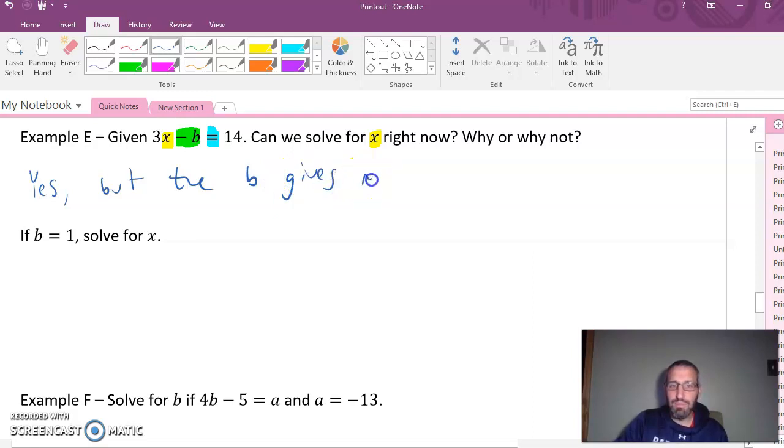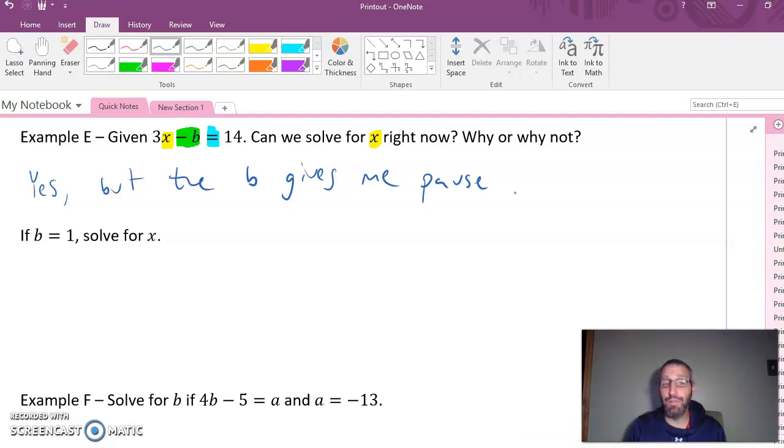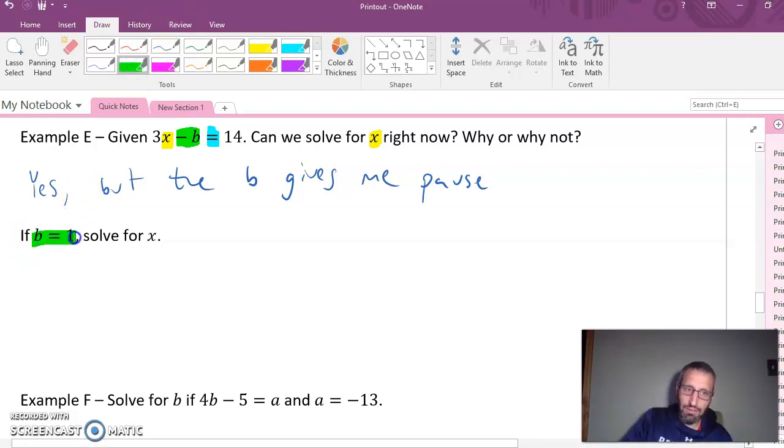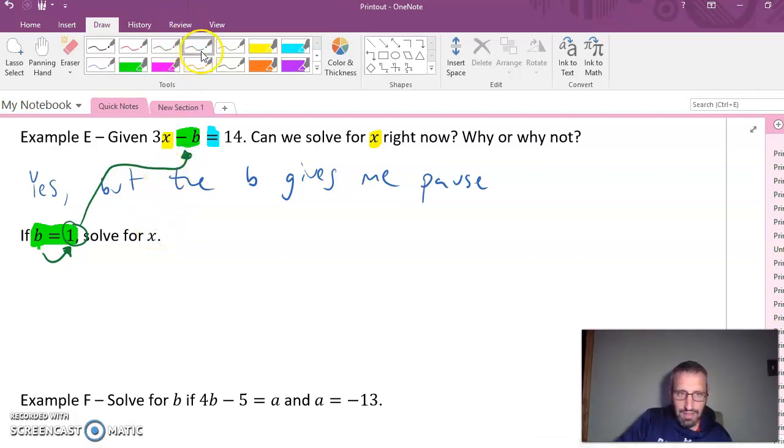gives me pause. Okay? So if, for instance, I had a number that I could substitute in for that b, then it would look like the equations that we've solved previously, and we'd be able to solve this problem. So in the second part here, we get a number for the letter b. We can say that b is the same as 1, which means that I can take that 1 and put it into this equation for b. Now let's go ahead and do that, and let's see what we get here.